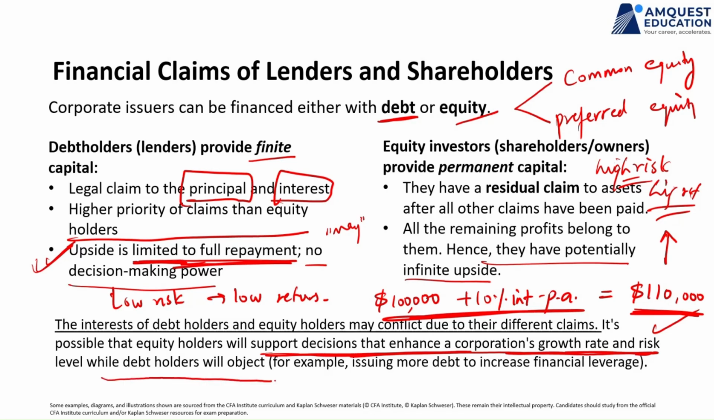While the debt holders will object because the debt holders would want the risk to be lower so that the company does not go bankrupt and pays back the loan which has been given by the lender. So there may be a conflict between the two in terms of the claims or in terms of the way the business is operated.